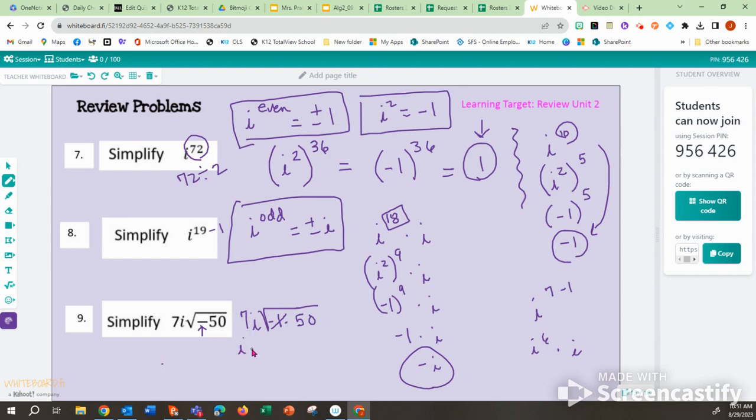And there's already a 7i on the outside of the radical. So those 2 terms are going to get multiplied together. And then I've got this 50 left under the radical. So i times 7i, remember when you're multiplying variables, you add their exponents. So that's going to give me 7i squared. 50 is not a perfect square, but 25 is the largest perfect square that will divide into 50. So I'm going to break 50 down into 25 times 2.